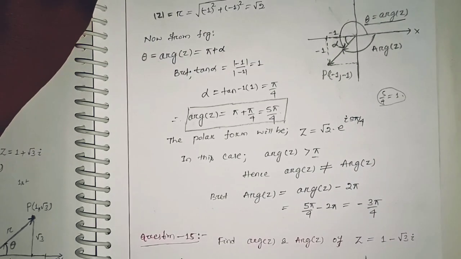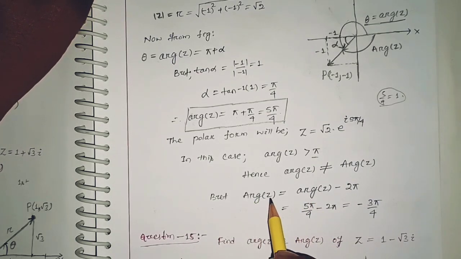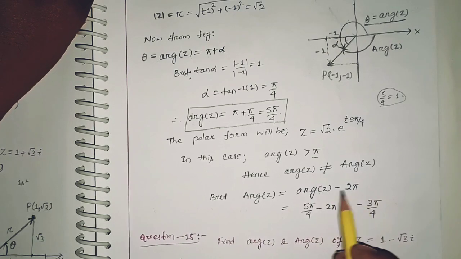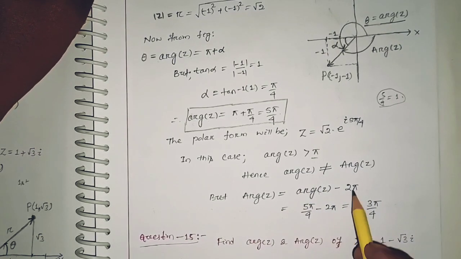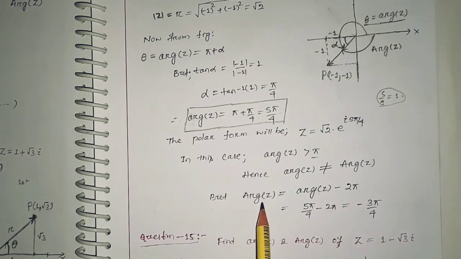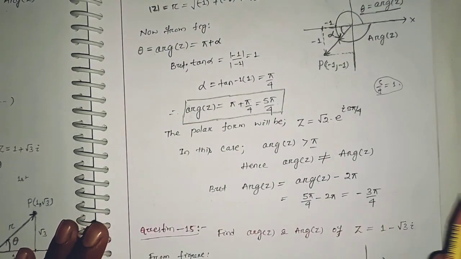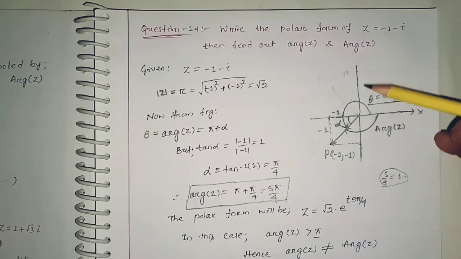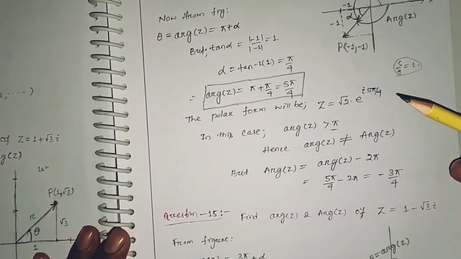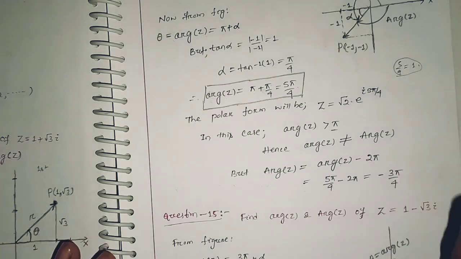So for that we have to consider the principal argument of z as argument of z minus 2 pi. The argument of z we found is 5 pi by 4, minus 2 pi, so it will be minus 3 pi by 4. The principal argument of this complex number here will be minus 3 pi by 4. Try to understand this numerical clearly. Then whenever you face any type of numerical, you can easily find its corresponding argument and principal argument.